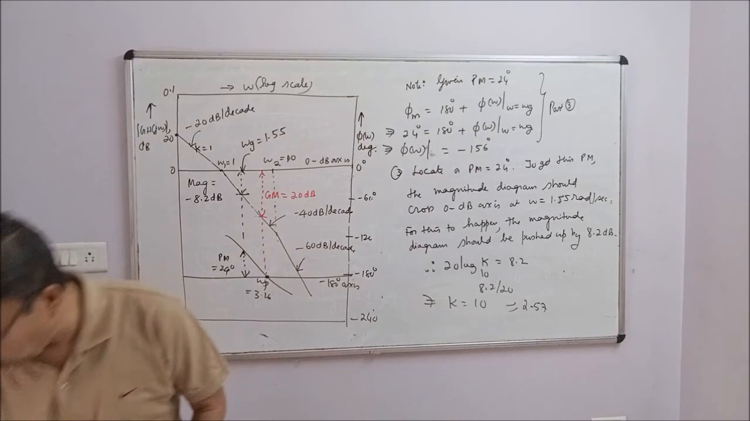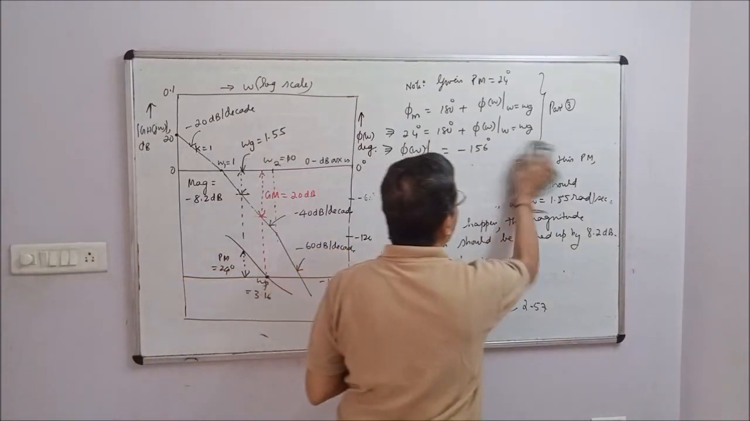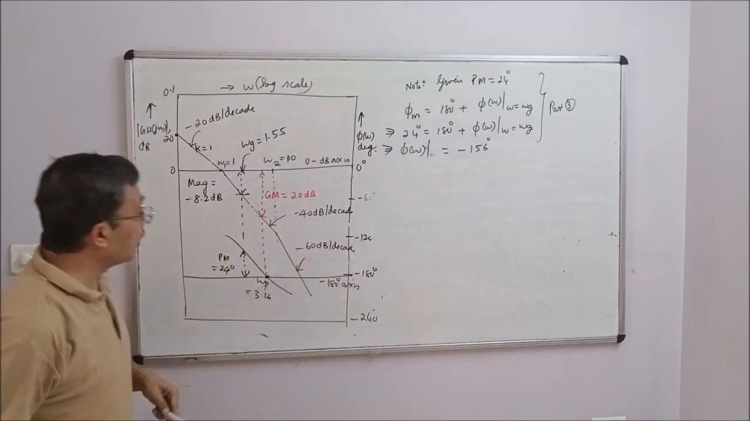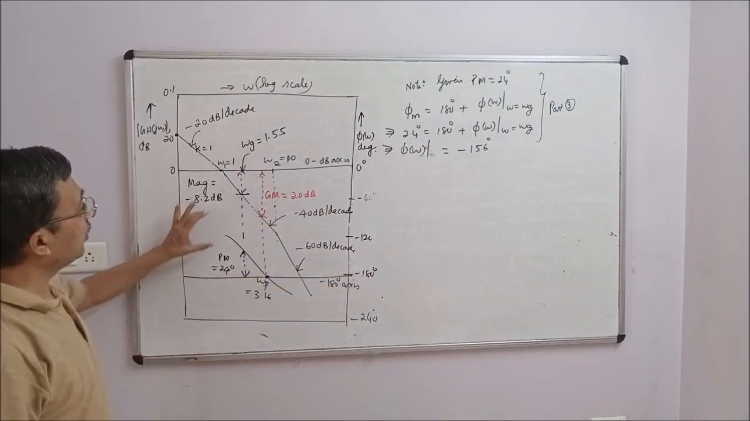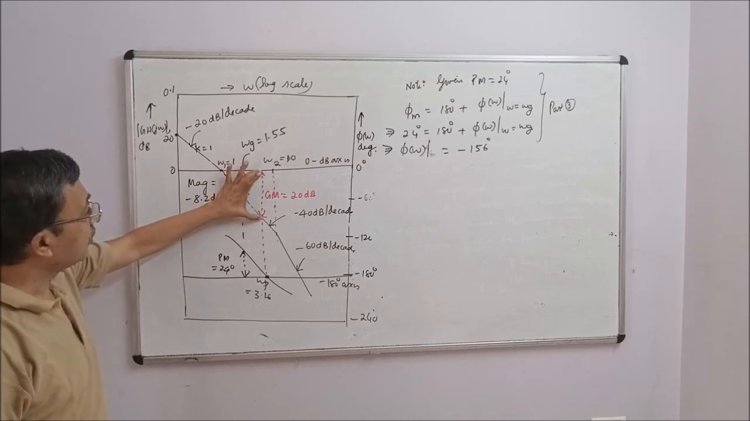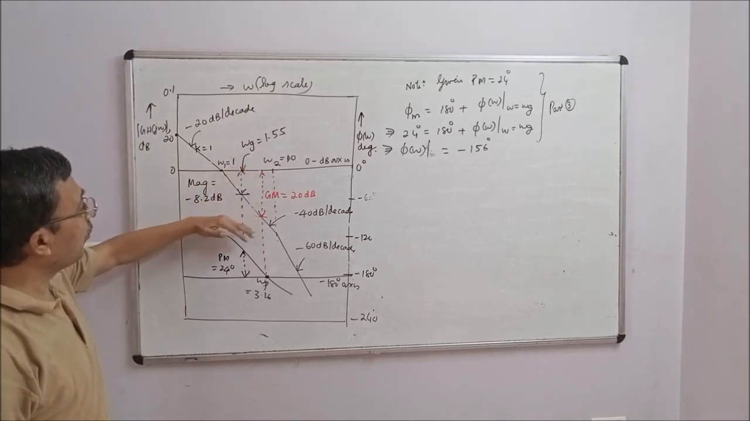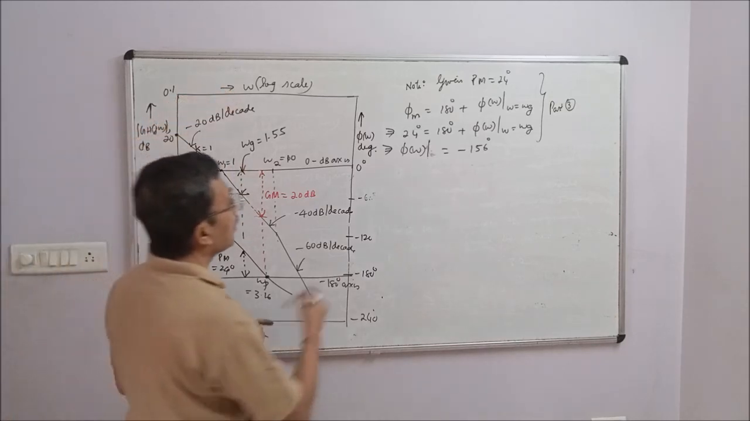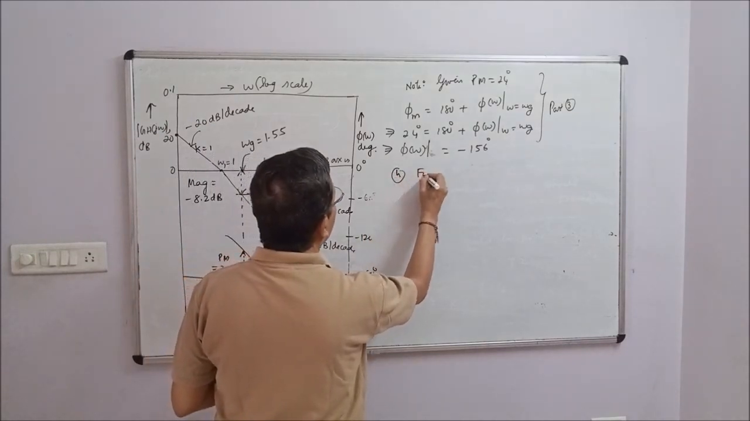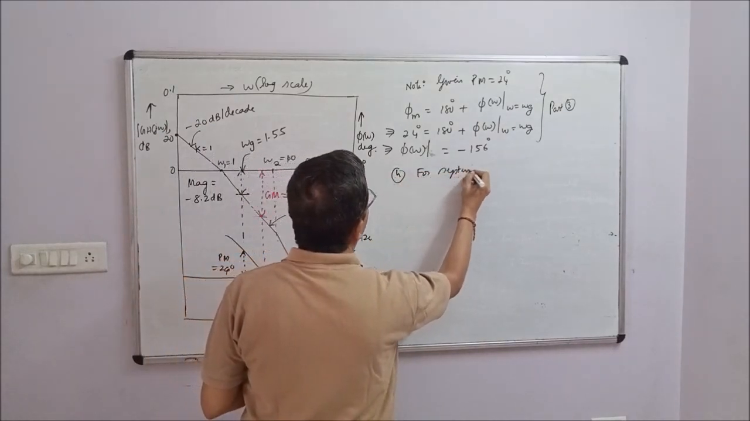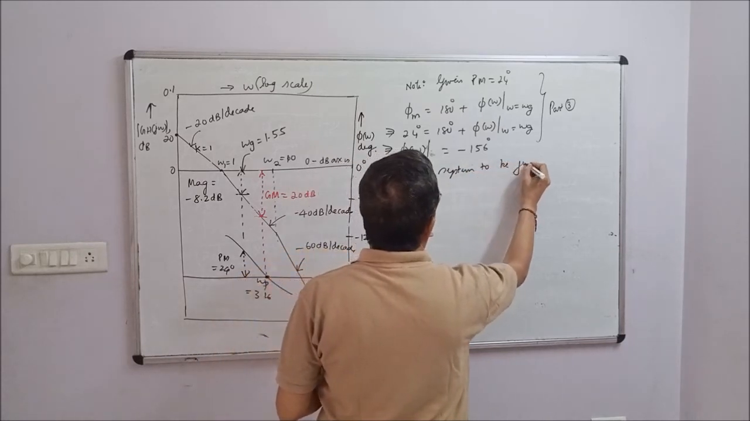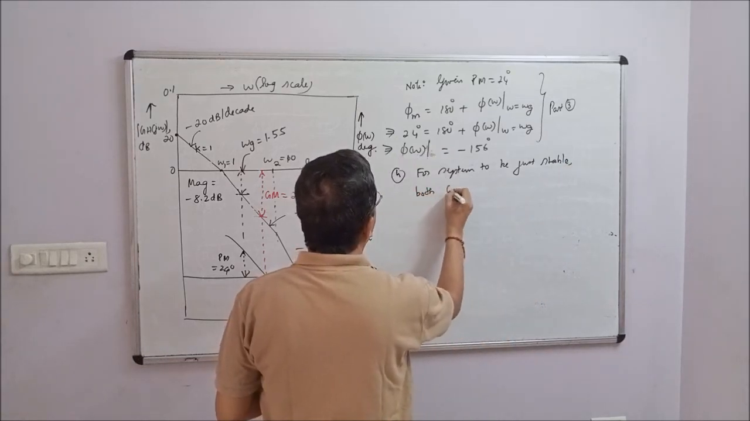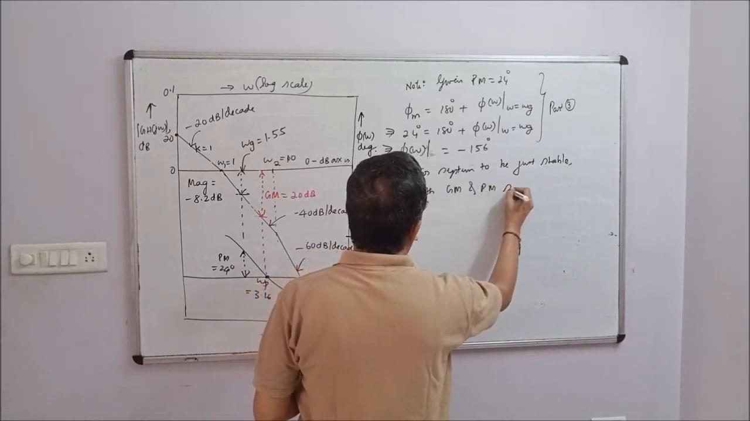Last one is find the value of k for system to be just stable. For system to be just stable, this gain margin should be made 0. To make this gain margin equal to 0, the magnitude diagram should be pushed up by 20 dB. So I am going to say, for system to be just stable, both GM and PM should be 0.